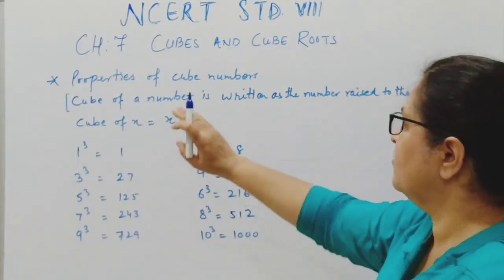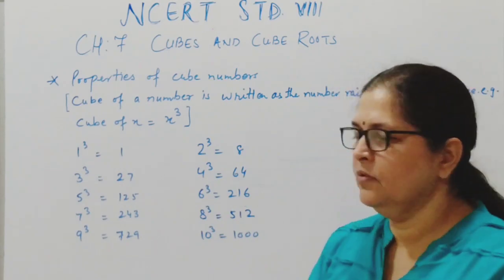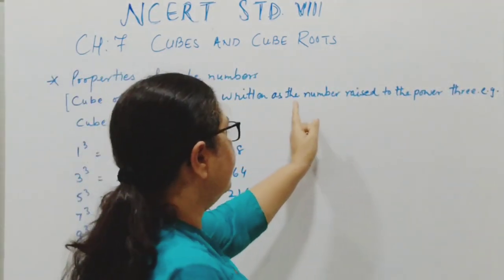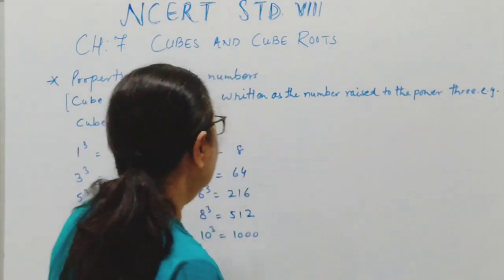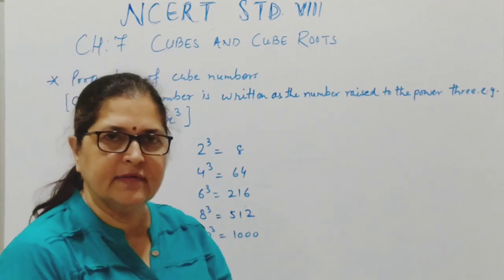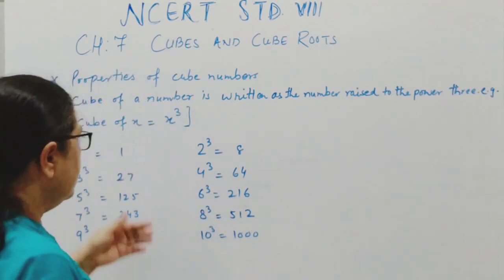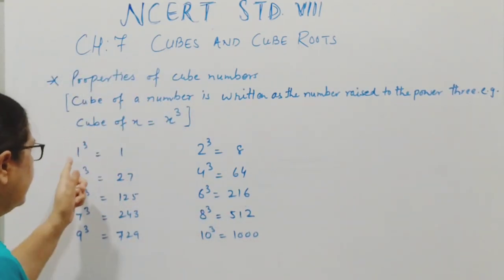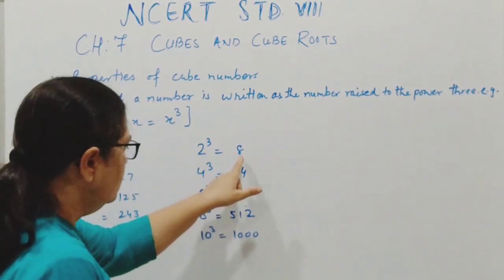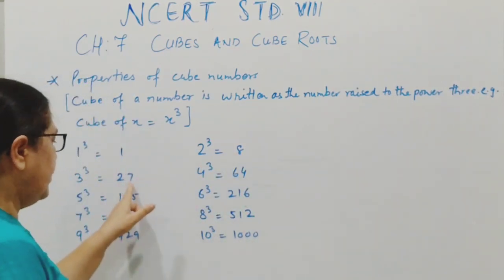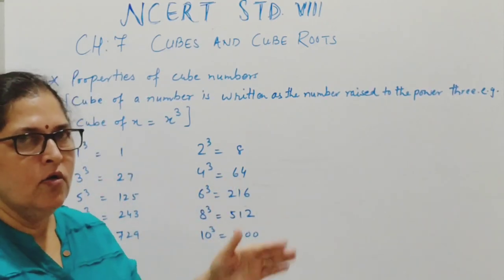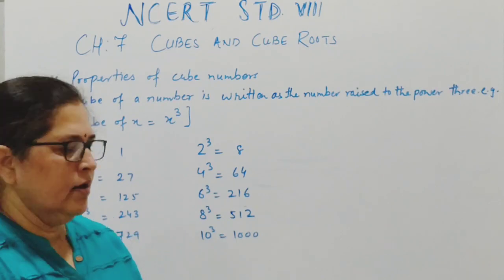Next, properties of cube numbers. Cube of a number is written as the number raised to the power 3. For example, cube of x is written as x cube, that is x raised to power 3. Now here cubes of some numbers are written. 1 cube is equal to 1, 2 cube is equal to 8, 3 cube 27, 4 cube 64, and so on. Now we'll derive one property from here.